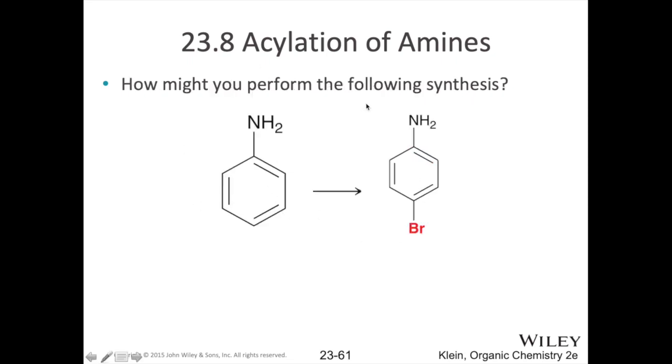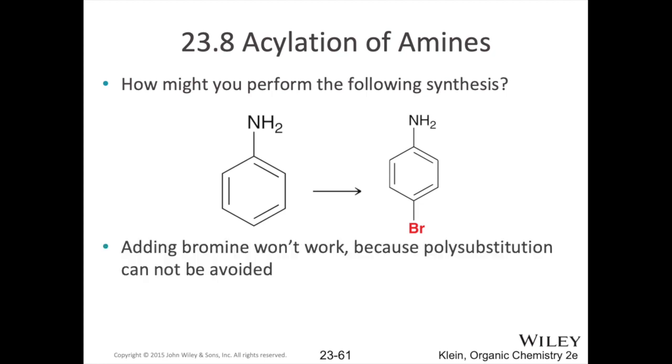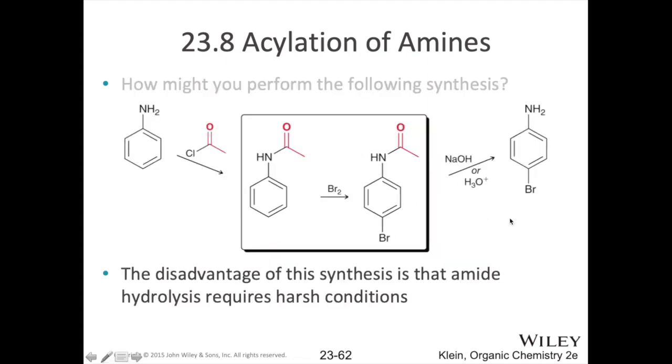Okay, so let's have a look. Here we've got an aniline, and we want to make this corresponding para-bromo product. So how would we do that? Well, the key problem you're going to run into here is that you can't stop at the one bromine. You're going to have a polysubstitution here. You're going to wind up getting multiple bromines added on. So we need to think about how to avoid this happening.